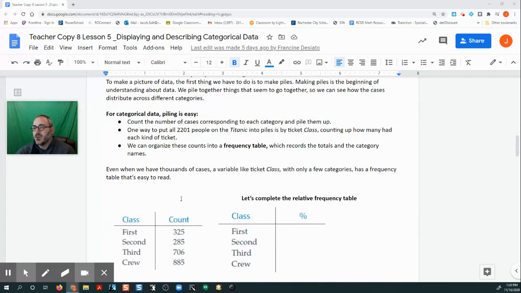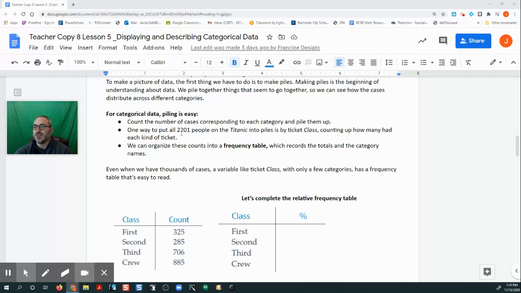So, to make a picture of data, the first thing we'll have to do is make piles. Making a pile is the beginning of understanding about data. We pile together things that seem to go together, and so we see how the cases distribute among different categories. So for categorical data, piling can be kind of easy. We count the number of cases corresponding to each category and pile them up.